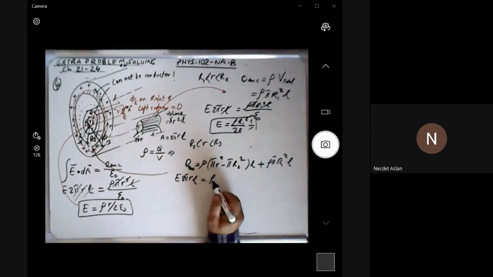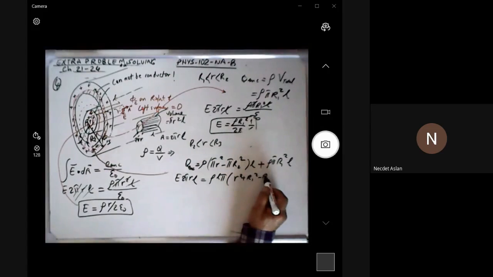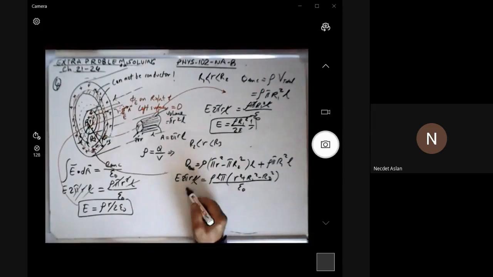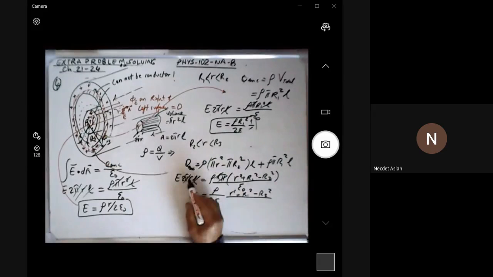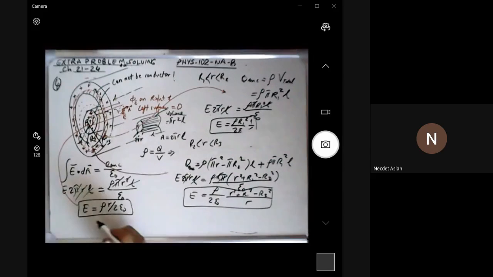So we have rho there, L there, and pi, and we have R squared plus R1 squared minus R2 squared, so it's the simplest expression we have, divided by epsilon 0. Now the L's will cancel, the pi's will cancel, and the electric field will be given as rho over 2 epsilon 0, times R squared plus R1 squared minus R2 squared, everything divided by just the R on the left-hand side coming here. So this is the electric field expression between R2 and R3 here.